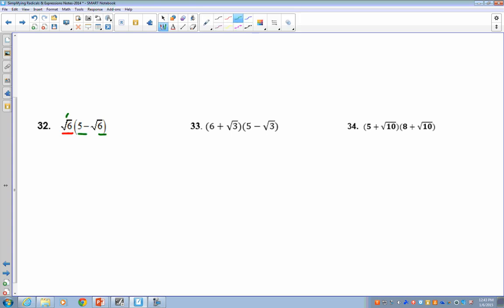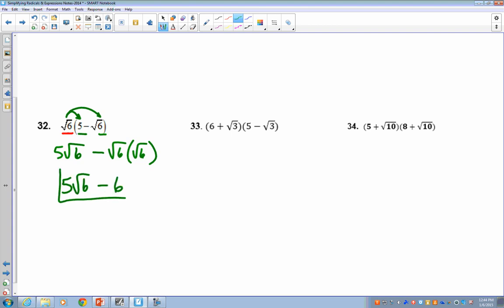And so you're going to distribute to each term. So we would have the square root of 6 times 5, which leaves you with 5 square root of 6, minus the square root of 6 times the square root of 6. Well, this is like saying the square root of 6 squared. So 5 square root of 6 minus 6.